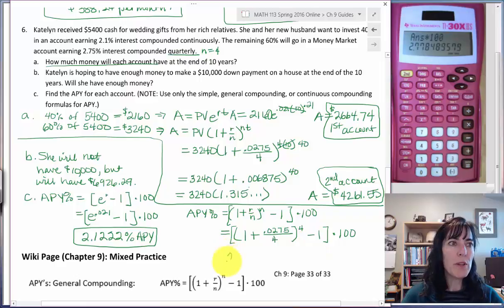Now I'm left with 2.7784, but there's an 8 following, so I'll change it to a 2.7785% APY. And that's for the second account.